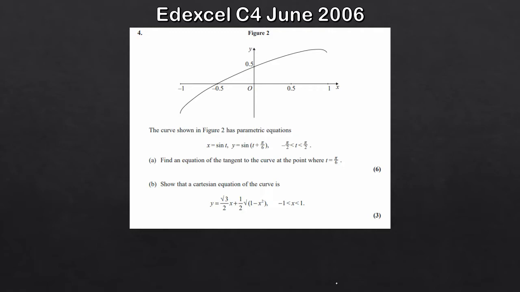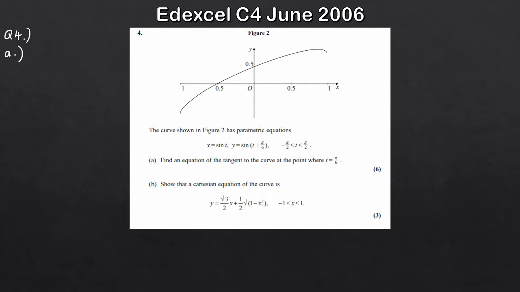So what we've got here is our parametric equations, but they are defined in terms of our trigonometric functions. So the first part, again, pretty standard. We just want to find the equation of the tangent, but in this case, it's made more difficult by the fact that we're working with trig functions. So, question 4 here. So we want to find the equation of the tangent at the point where t is equal to pi over 6. So just like we did before, what we want to do is find dy by dx.